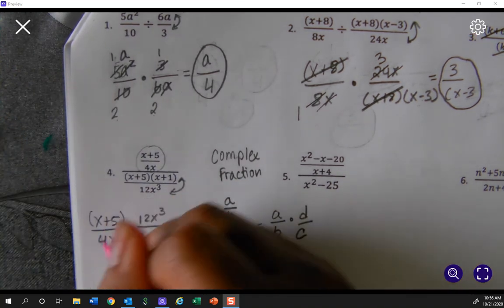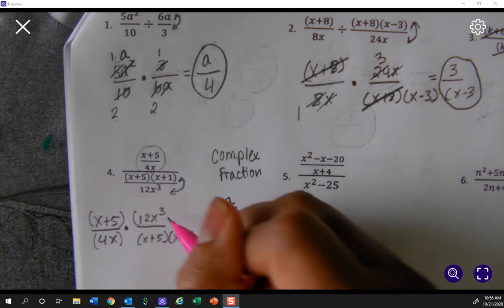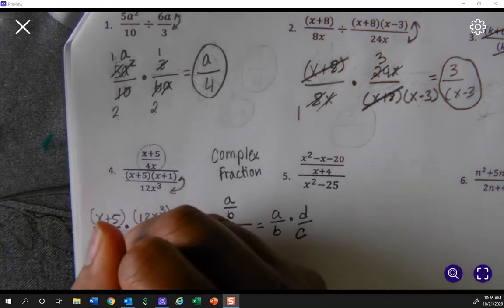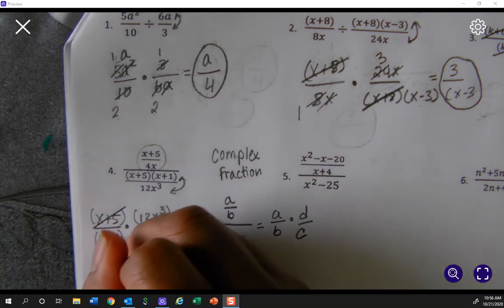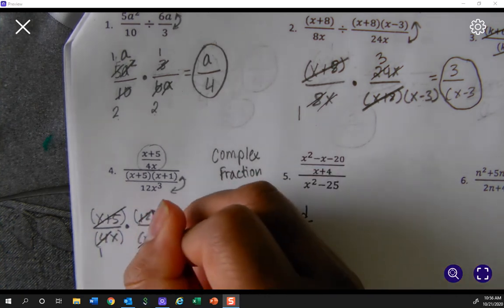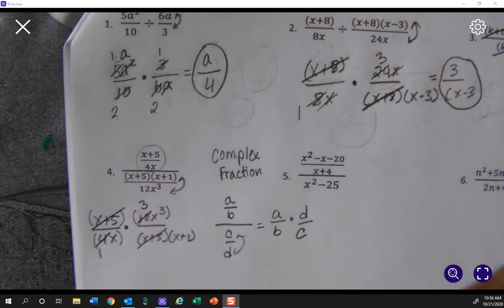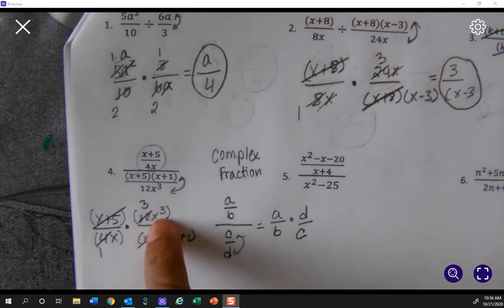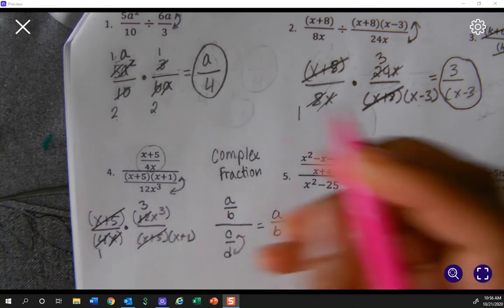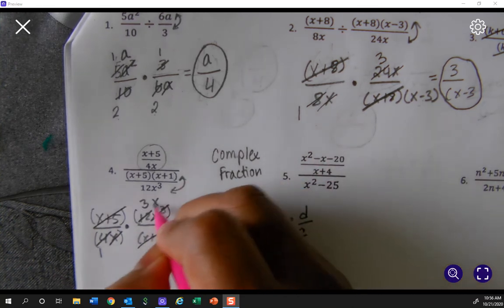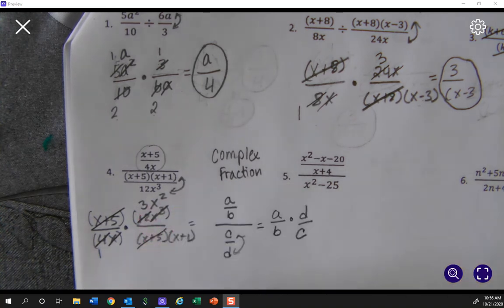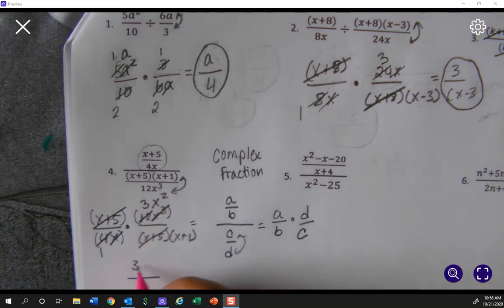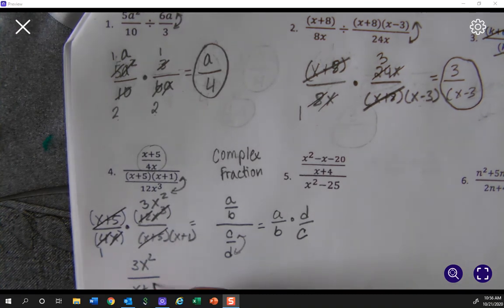So it looks like I can do these two. I can take out the x plus 5 and x plus 5. And then you have here 4 goes into 4 once, 4 goes into 12 3 times. And then look at this, there's an x here and an x cubed here. So I can take out an x here, take out an x here, so I have x squared left. So let me put it all back together. So in the numerator, I have 3x squared, and the denominator I have x plus 1.